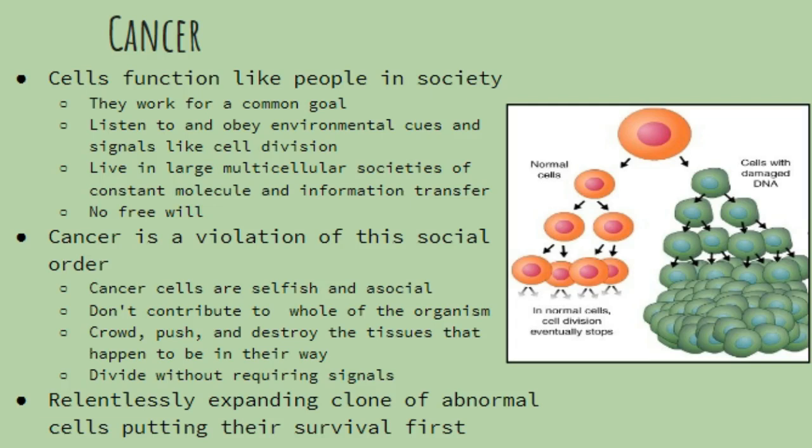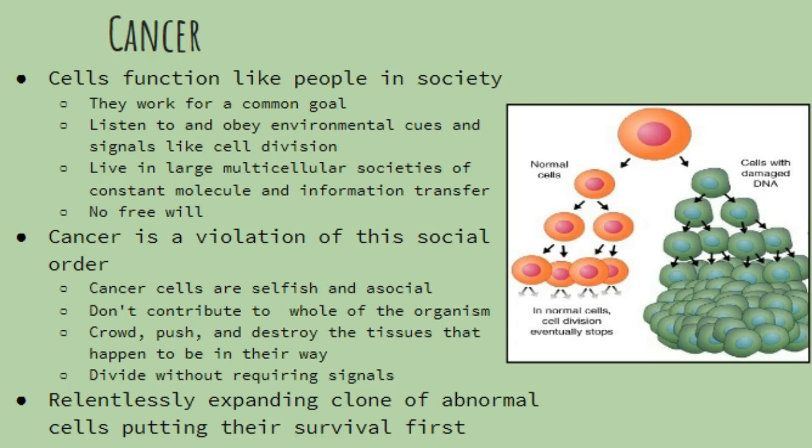Most of them work towards a common goal. They listen to and obey environmental cues and signals to divide, so it's kind of like our laws. They live in large multicellular societies of constant molecule and information transfer, and they have no free will. So it's kind of like us, we wake up, we go to work, get money, pay our bills, and do everything over again. Cancer, though, is a complete violation of this social order.